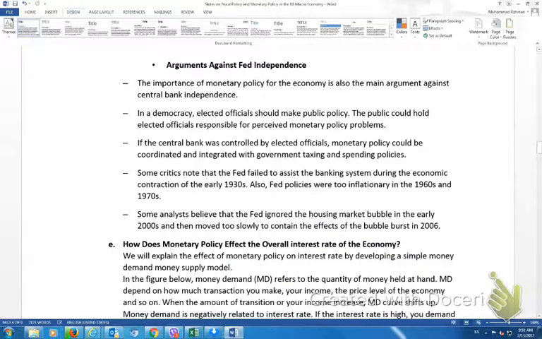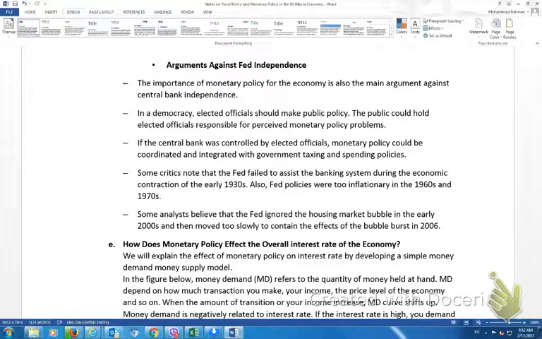Now, there are also equally compelling arguments in favor of making the Fed part of the federal government, right? The first one is again obvious. Since the Fed is such an important policy institution that makes very critical monetary policy decisions, they have to be part of the government. Otherwise, how would the government design those policies? One could argue that in a democracy, elected officials should make public policy. Why? Because if they make a mistake, the public can hold them accountable for their mistakes, and they can change those political party leaders.